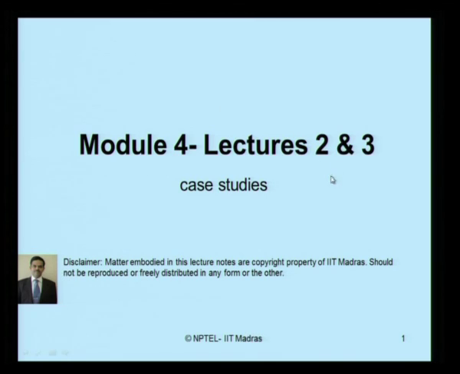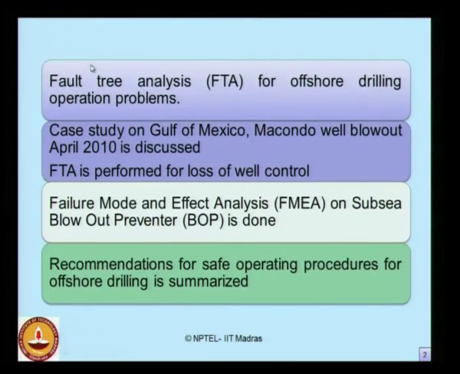In the next two lectures we will discuss in detail some case studies, where I will show you some applications of risk analysis methodologies on different problems quickly. If we look at the application aspect of risk analysis on HSE, we will try to apply what we call fault tree analysis for offshore drilling operation problems as one of the case studies.